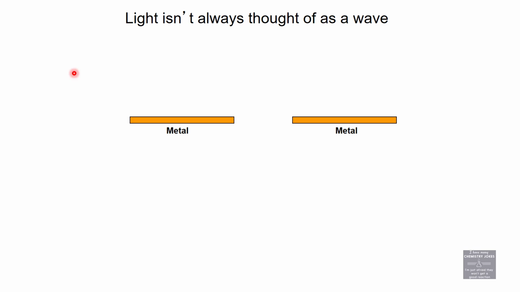So light isn't always thought of as a wave. There's this thing called particle-wave duality. Maybe you've heard that fancy phrase before. Light can be thought of as a wave, and we can calculate frequency and wavelengths and energy, actually, associated with those waves. But sometimes we also think of light as a particle. Albert Einstein discovered that light could be thought of as a particle when he did an experiment called the photoelectric effect. What he did was he shined light on metal surfaces.